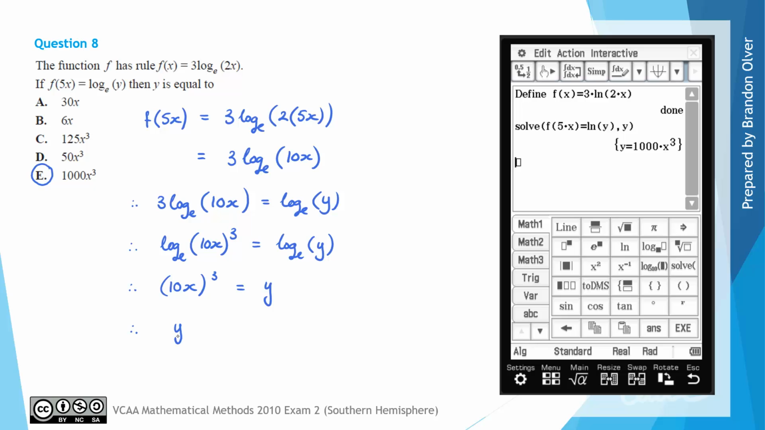So therefore y is equal to, and now using index laws, we know that 10x to the power of 3 is the same as just multiplying 10x by itself 3 times. So we actually get 1000x cubed. And that was the same as what the calculator gave us before, but it just takes a little bit longer to do it by hand. So I'd recommend using a calculator for that sort of question in the future.